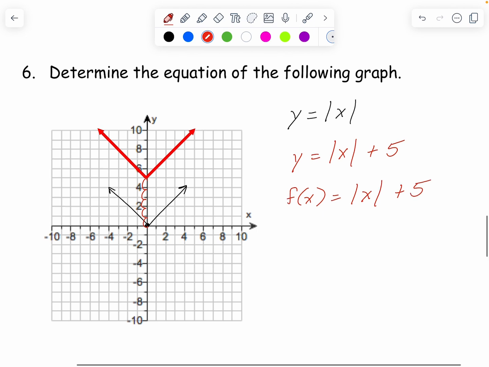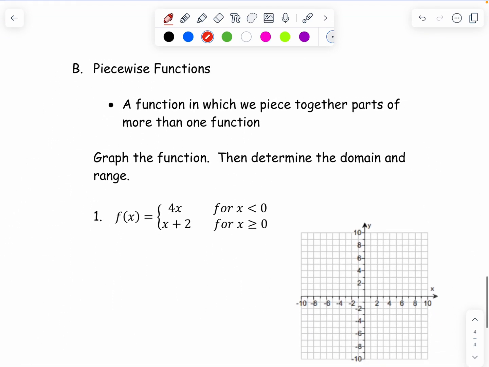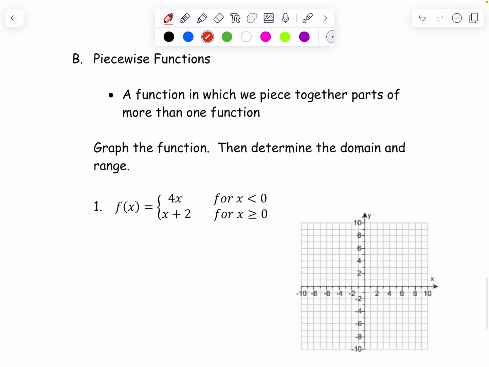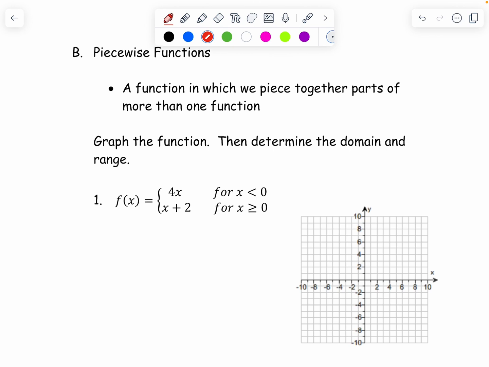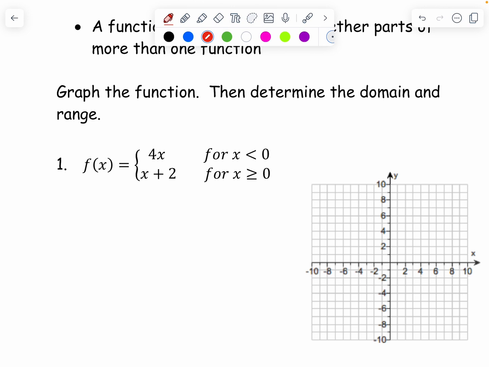Okay, the last thing that we need to do for this set of notes is piecewise functions. And these look very complicated, but they really don't need to be. So piecewise functions are literally just functions in which we piece together parts of more than one function. So we're going to take little pieces of different functions and stick them together on one graph. Now, we're going to try to make this as simple as we can. For a piecewise function, ours are only going to have two pieces. We're not going to have more than that.